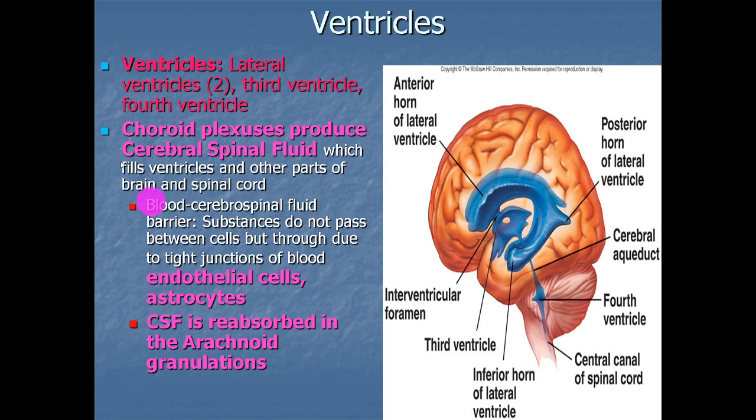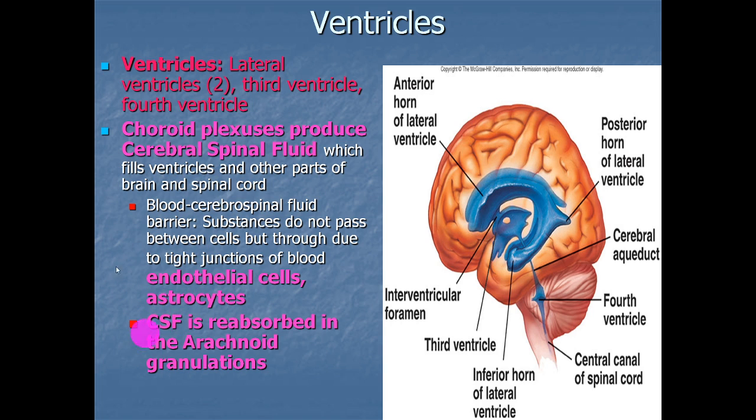So we do have a barrier so that blood and the products of blood cannot get into our cerebral spinal fluid. Cerebral spinal fluid is pretty pure. I mean, it's separated from the rest of our body. So it says substances cannot pass between cells through this blood cerebral spinal fluid barrier due to tight junctions of blood cells. All right. There's also astrocytes that form the blood-brain barrier. They form this blood cerebral spinal fluid barrier.